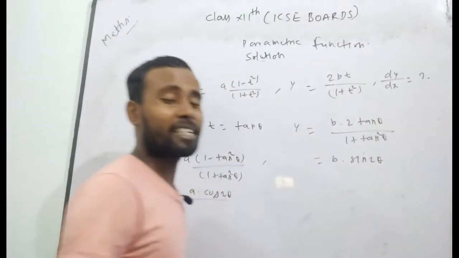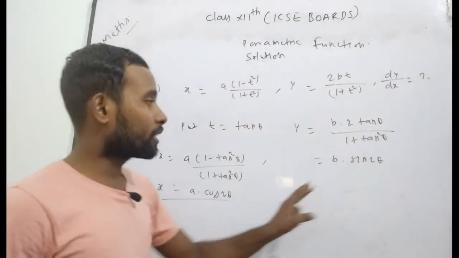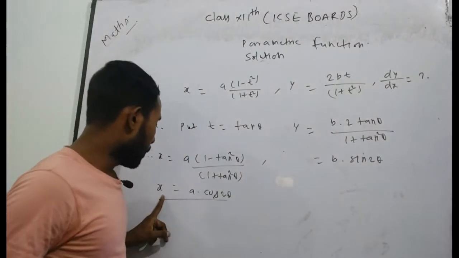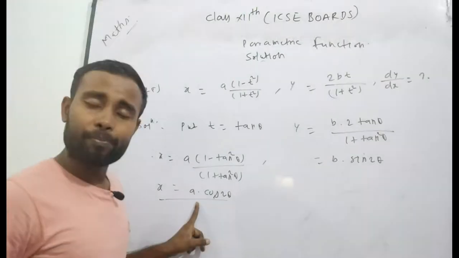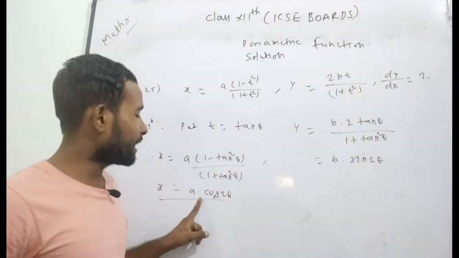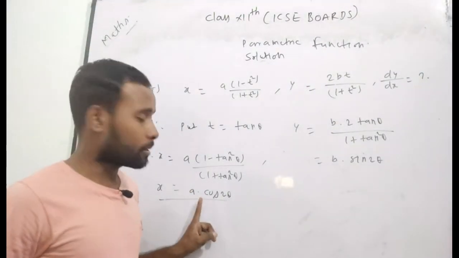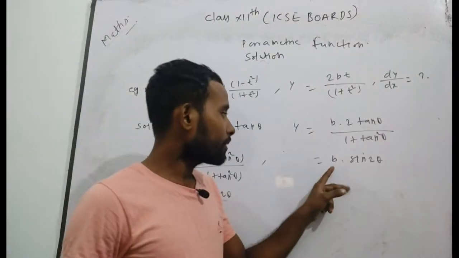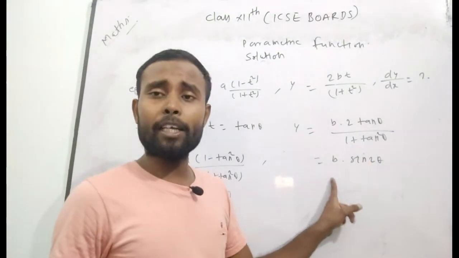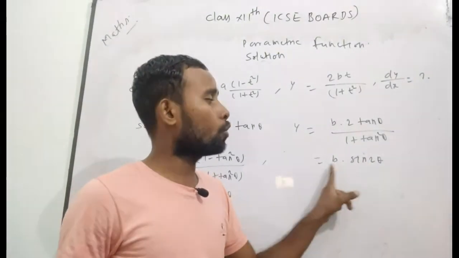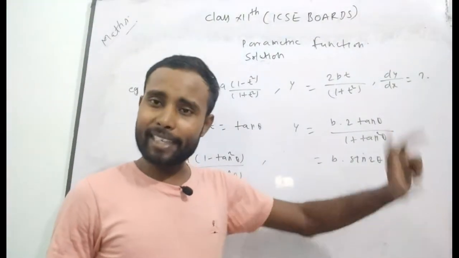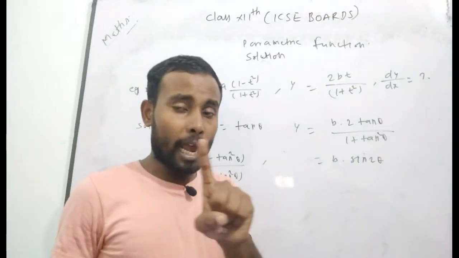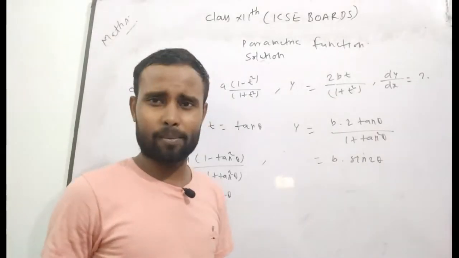I think you understand very well. Now you can find the derivative by the general method again. Why? Because when you differentiate, dx d theta is equal to a times minus 2 sin 2 theta, that means minus 2a sin 2 theta. Easily you can find. Similarly, dy d theta will be 2b cos 2 theta. Take the ratio and you will get dy dx. But I will suggest you don't go by that method.